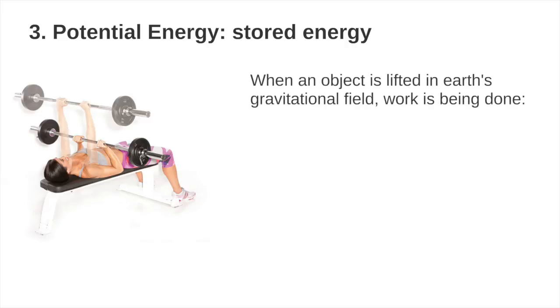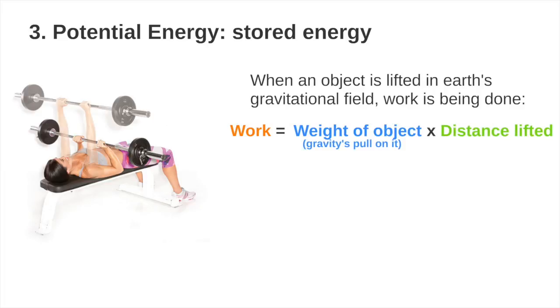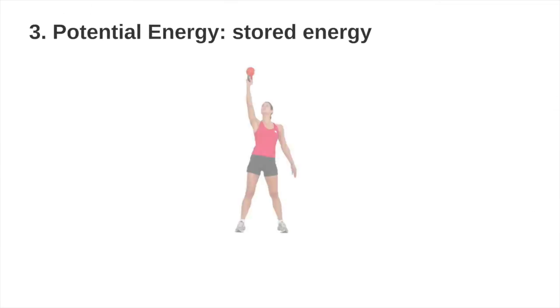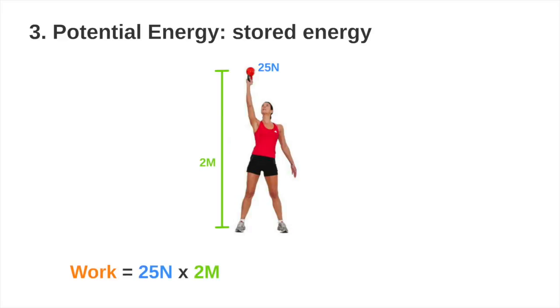The third basic type of energy that can come from work is potential energy, or stored energy. When an object is lifted in Earth's gravitational field, work is being done. That work is equal to the weight of the object, which is the gravitational pull on it, times the distance it's lifted. That work energy is transferred to the object as stored energy, because it can be used to make the object fall back down. So, if an object weighing, say, 25 newtons, is lifted 2 meters off the Earth's surface, the work done on the object is 50 joules.